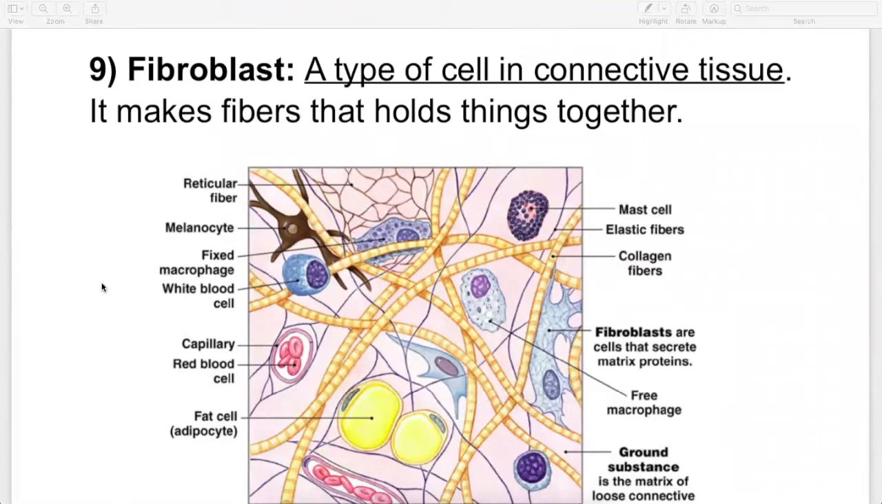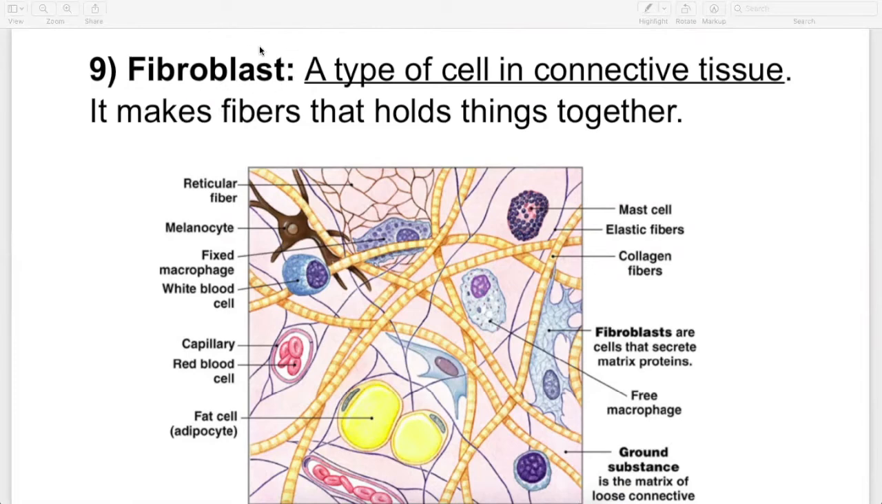Fibroblasts is another type of cell in the connective tissue. This is what's going to make all the different fibers that hold you together, right? So this is a cell that makes the fibers that make up your tendons and your ligaments. Your tendons and ligaments are another type of connective tissue made up of these fibers that come from these cells. This is very easy to remember.